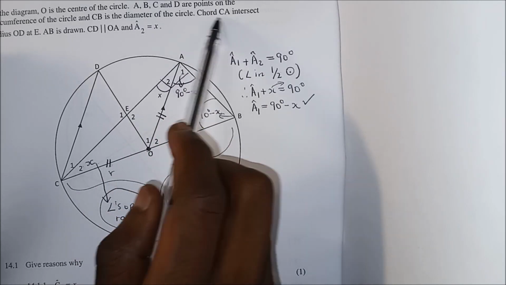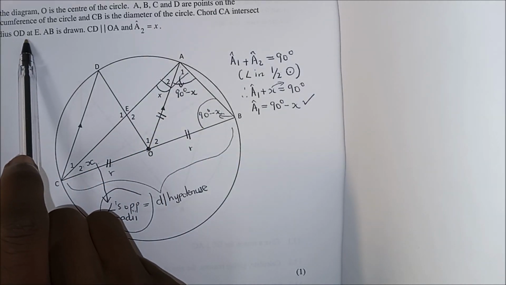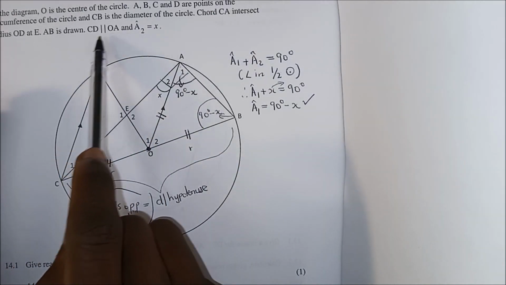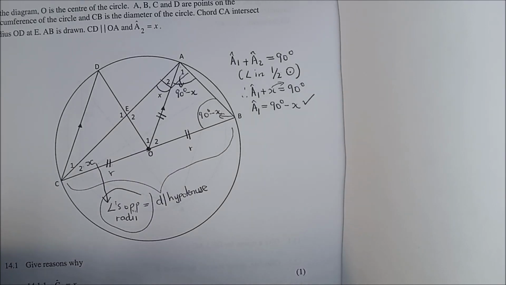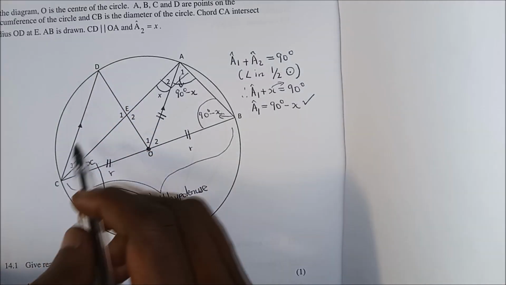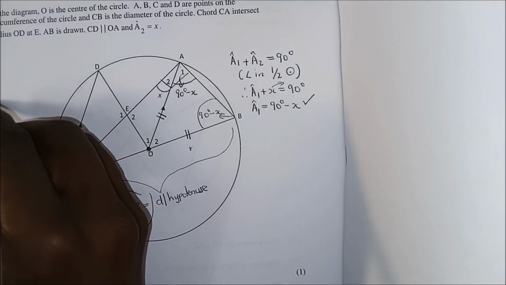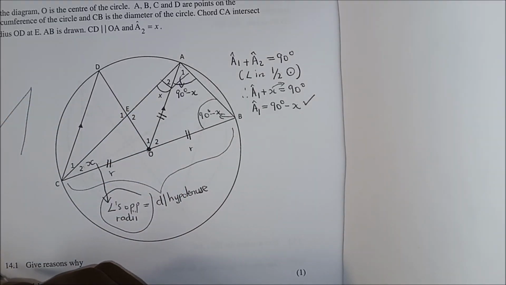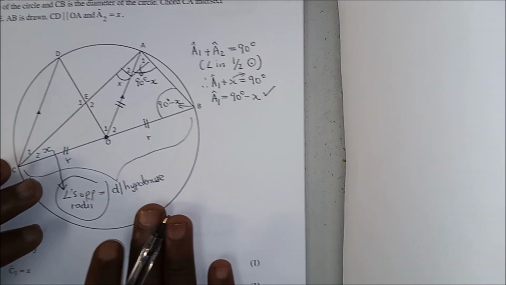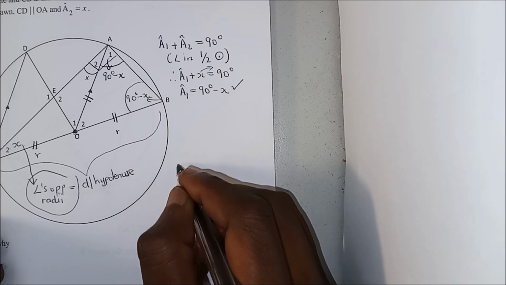They're saying chord CA intersects radius OD at E, which does not matter. They're saying CD is parallel to OA. So now we check if CD is parallel to OA. Can you form a Z here? Yes. Look at the direction of your parallel line. When you draw your Z, you must draw it in the same direction. So our Z will be something like this.